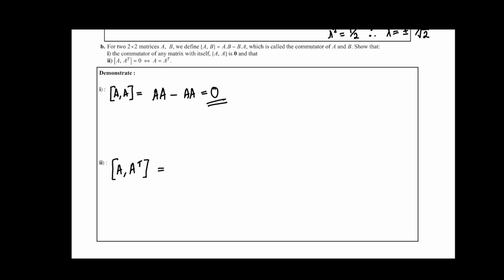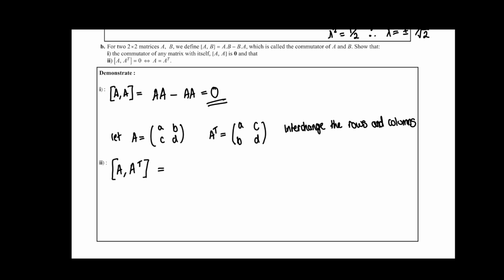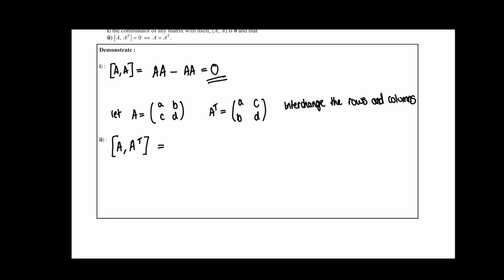The next part, we have A and then the transpose of A, and we need to work out the commutator. I'm going to let A equal A, B, C, D, and that means that the transpose of A is going to be A, C, B, D. To work out the transpose of any matrix, we just interchange the rows and columns. So hopefully you can see that this row has now become this column.